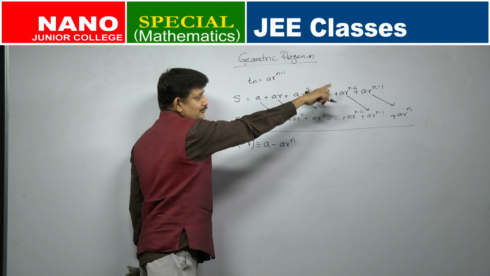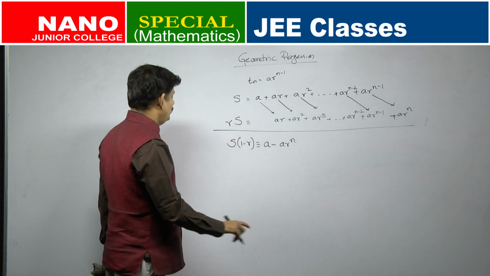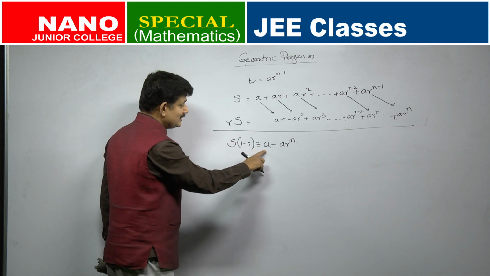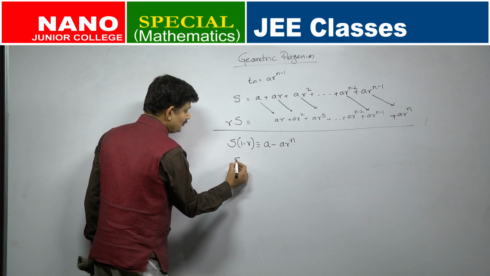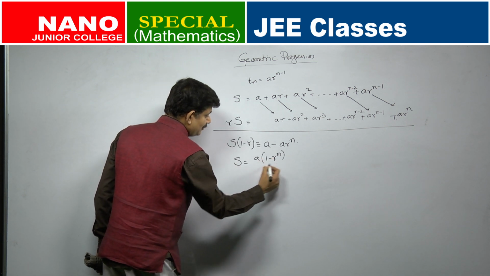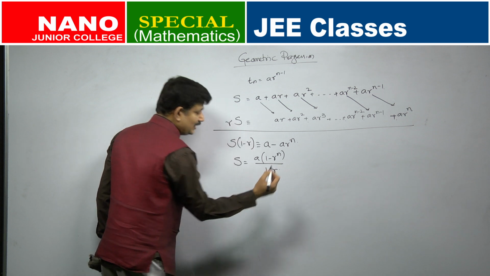AR square, AR cube. So, what we have is S into 1 minus R is equal to A minus AR power n, or S is what? A into 1 minus R power n divided by 1 minus R.